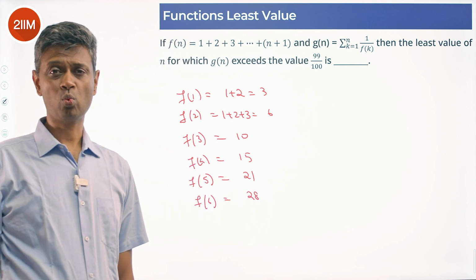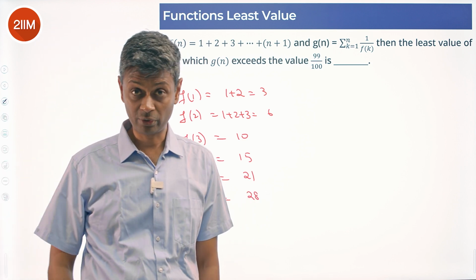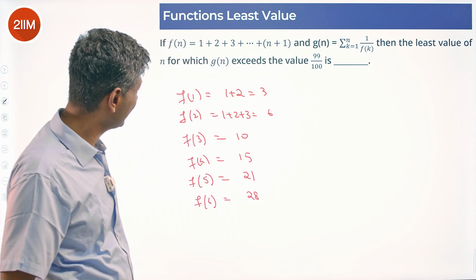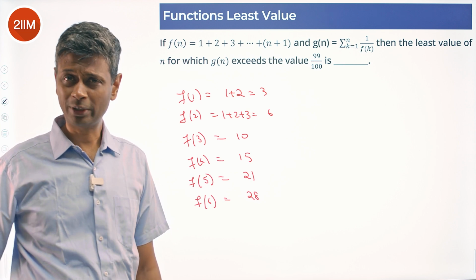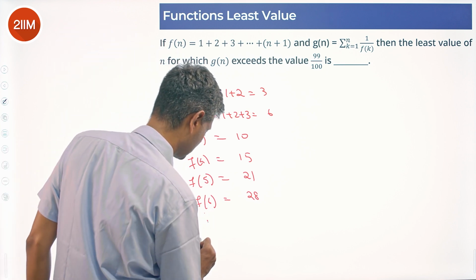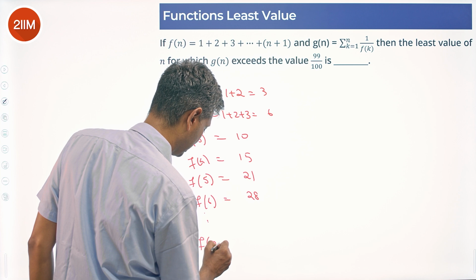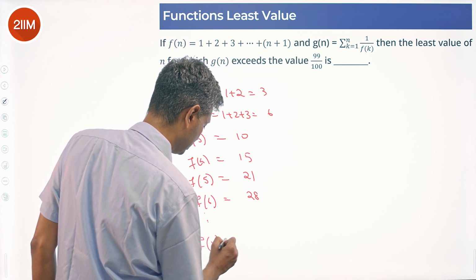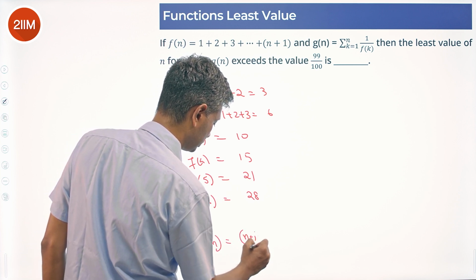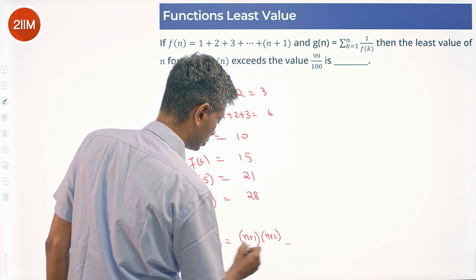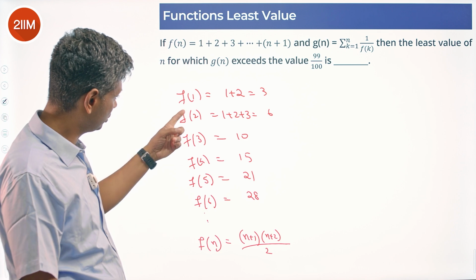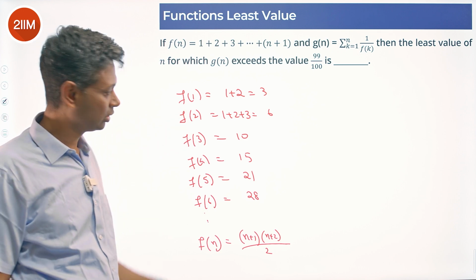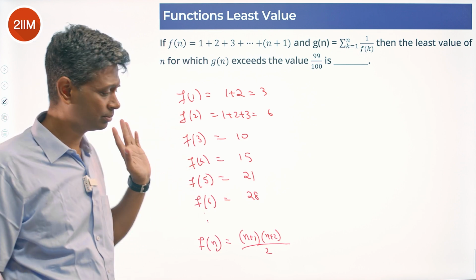Sum up to n plus 1 integers is f of n. I have a formula for that. 1, 2, 3 till n plus 1 is n plus 1 into n plus 2 by 2. I can say f of n is n plus 1 into n plus 2 by 2. f of 1 is 2 into 3 by 2. Yes. f of 2 is 3 into 4 by 2. Yes, that is 6. 4 into 5 by 2. 5 into 6 by 2. Yeah, nicely works.